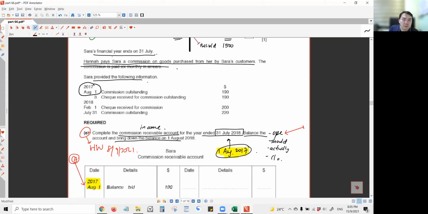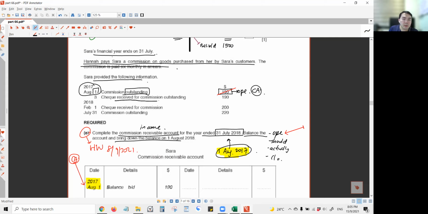Provided following info. 1st of August 2017, that's the beginning of the year, right? 190 commission outstanding. Commission is an income here. Outstanding means we have yet to receive this income. So based on the date, this is the opening balance. For both opening and closing balances, you have to determine whether they are CA or CL. So an income that is outstanding to us is a current asset. So they have helped us to record this, so we don't need this anymore.